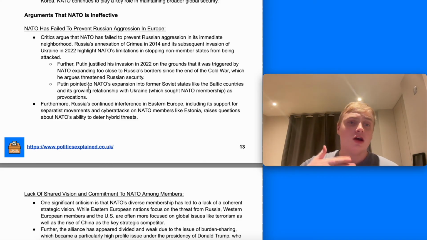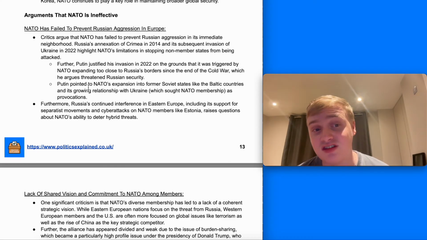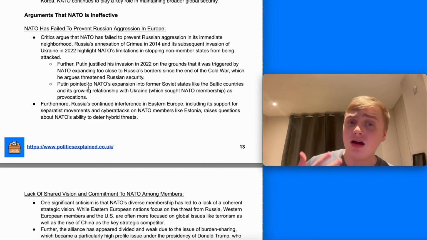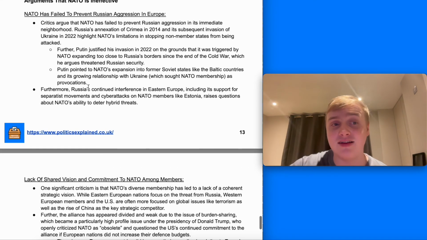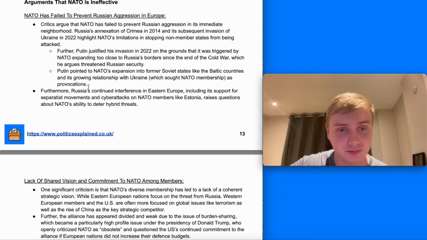And therefore, critics argue that NATO has failed to prevent Russian aggression in its immediate neighbourhood. It annexed Crimea in 2014, which should have been a significant warning, but it then was able to invade Ukraine again in 2022, highlighting NATO's limitations in stopping non-member states from being attacked. Further, Putin actually justified his invasion as being caused by NATO and the fact that they expanded too close to Russia's borders since the end of the Cold War.